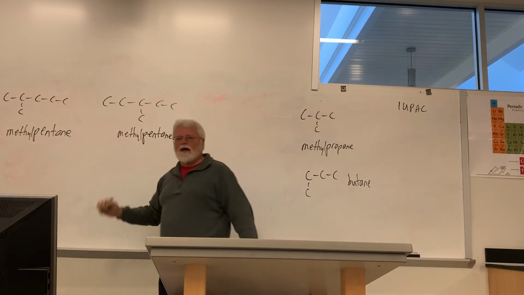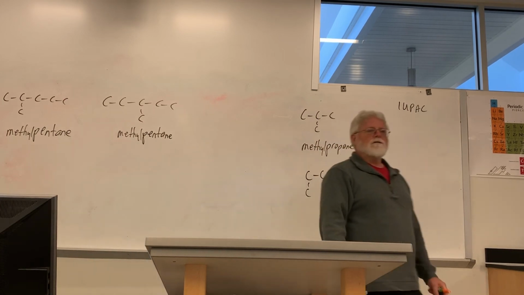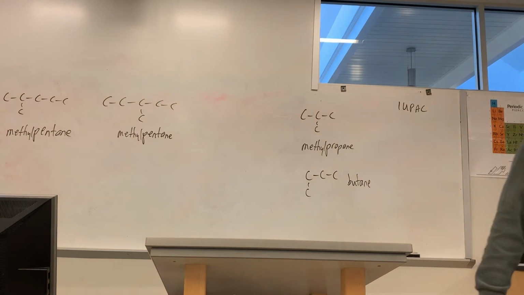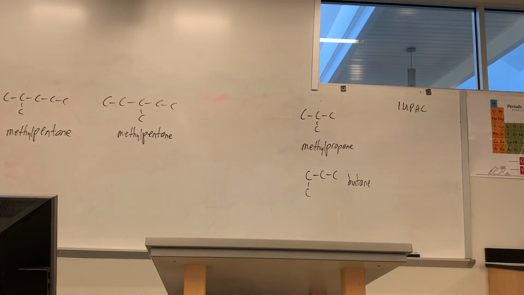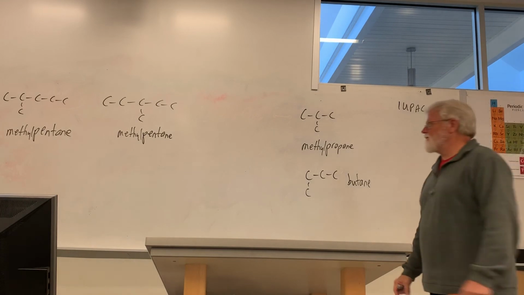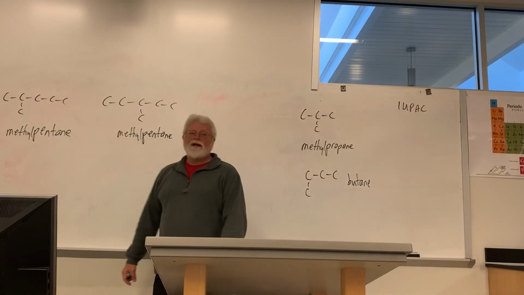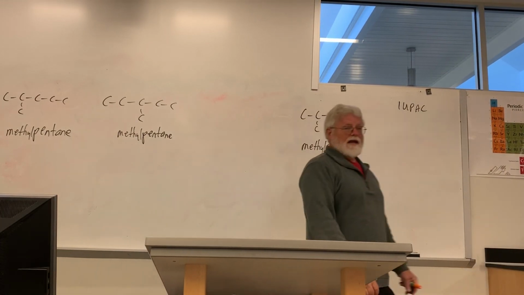Are these the same compound? No. The methyl is on the third carbon in one, 3-methylpentane. What is the relationship of these 2 compounds to each other? Same molecular formula, different structure, so they're constitutional isomers of each other. They're different compounds, they therefore have to have different names.